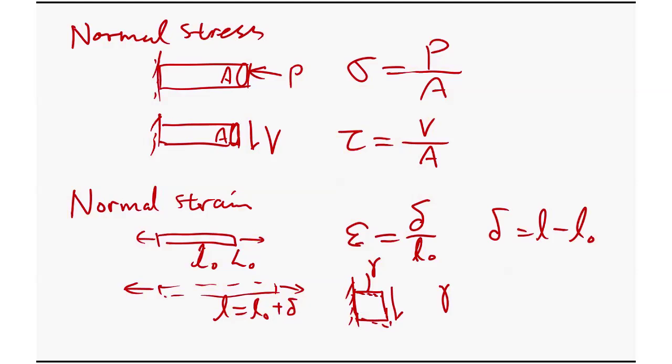For example, if you pull a piece of bone or metal, you won't see it. But if you pull a piece of muscle, you can definitely see the muscle change shape. So that's a large deformation. We're going to talk about this later.